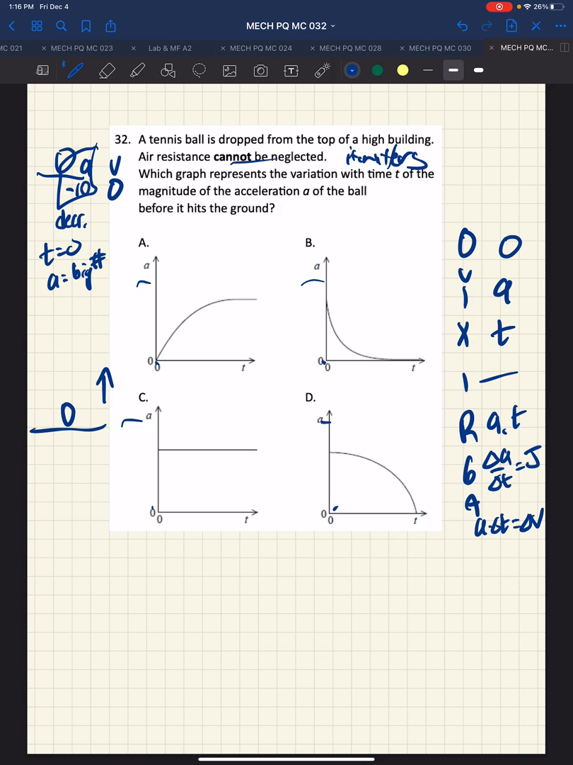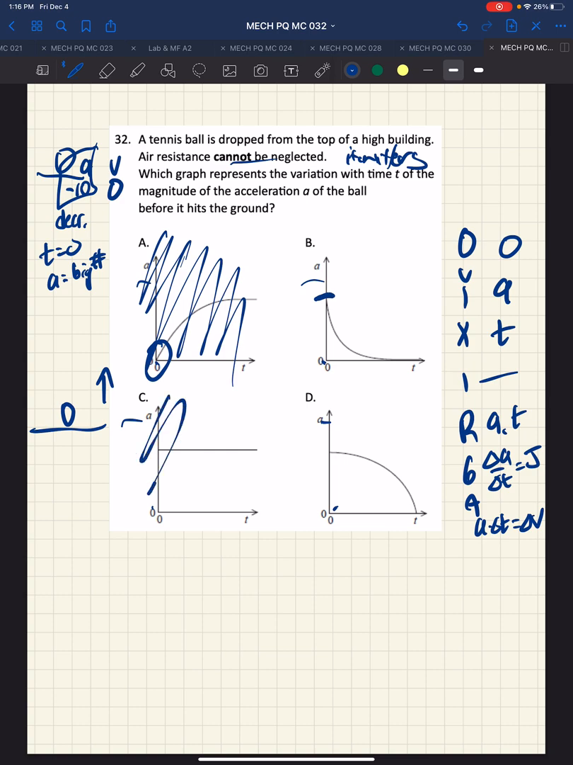So we look at choice A, and we see it's at 0, 0. At time 0, the acceleration is 0, and that's just simply not true. If we look at choice B, we see a positive value. At C, we see a positive value. And at D, we see a positive value. So just looking at the y-intercepts, B, C, and D are in. But we know, since air resistance matters, the acceleration is going to decrease. So that takes out choice C.